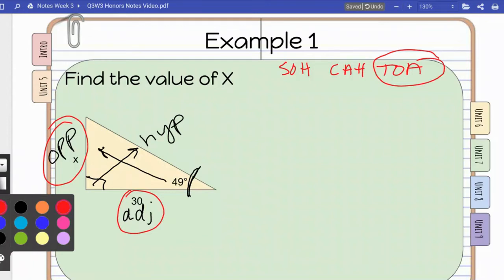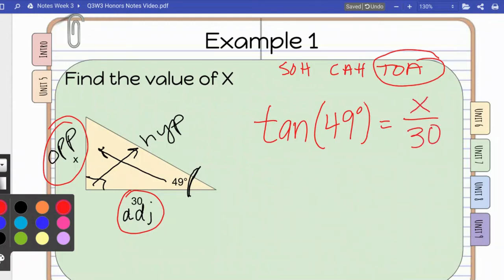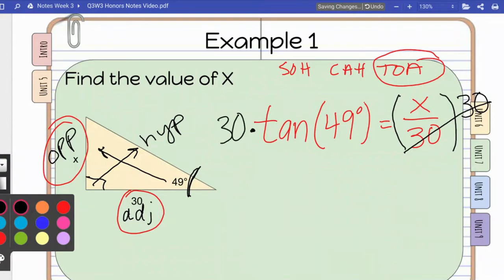The way we set up our equation yesterday for TOA was tangent, in parentheses goes the degree measure, which is 49 degrees, equal sign, and then the ratio opposite over adjacent. So it's going to be X over 30. To solve this equation, we need to get rid of the divided by 30. We need to get rid of the fraction. So we multiply by the fraction's denominator, and the 30s cancel. On the other side, we have to multiply by 30. So when we do this, what we have is 30 times the tangent of 49 degrees equals X. This is called exact form.